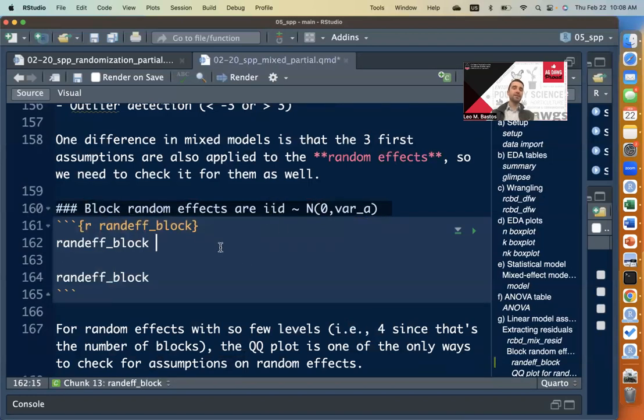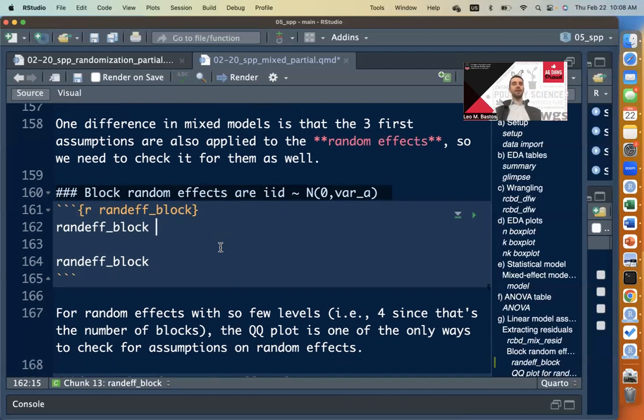So if you remember, every time we have a variance component, either coming from the random effects or coming from the residual, we have that assumption that that term is going to be IIDN, so identically, independently distributed normal with a mean of zero and a variance coming from that term. So that's what we want to check here, that those assumptions are fulfilled.